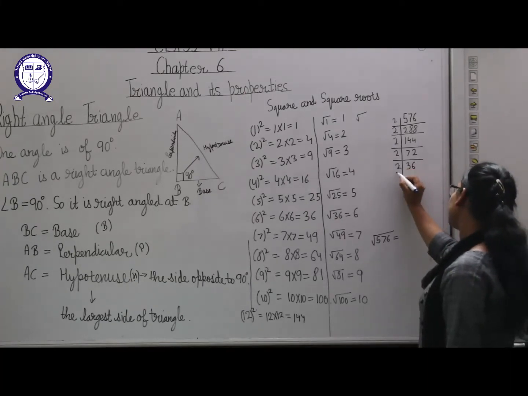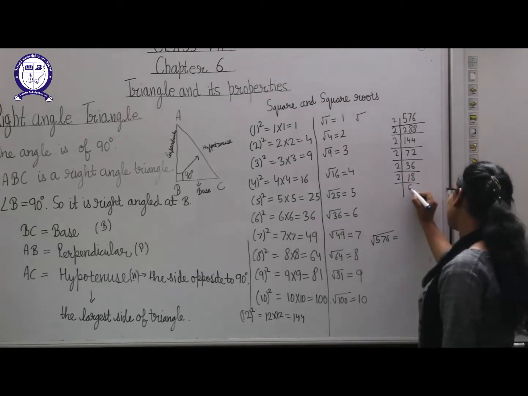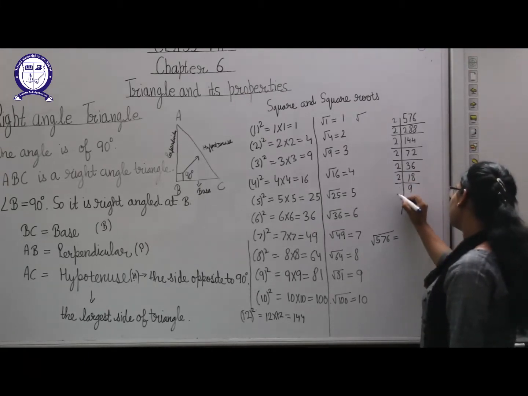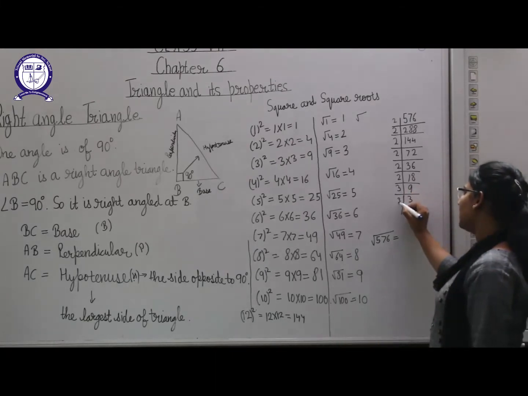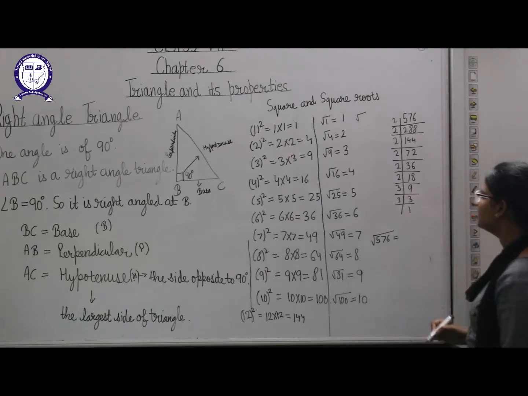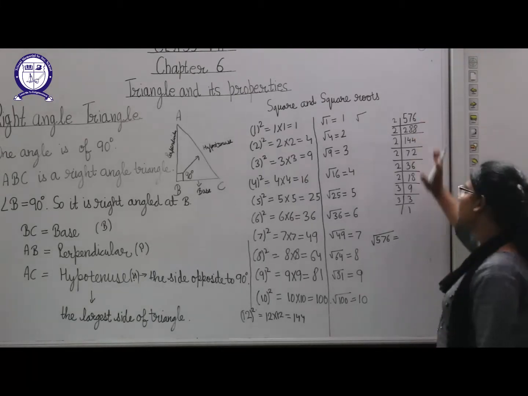Now again we will divide it by 2. We are getting 18. If we again divide it by 2, we are getting 9. Now we can't divide it by 2, so we will divide it by 3. 3 3s are 9, and we are getting 1 as an answer here. So these are the prime factors of 576.